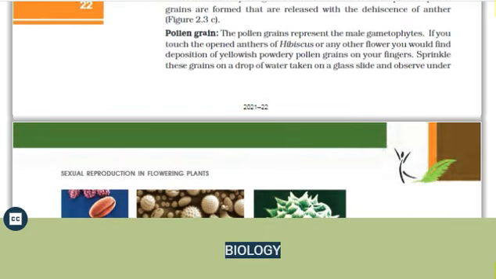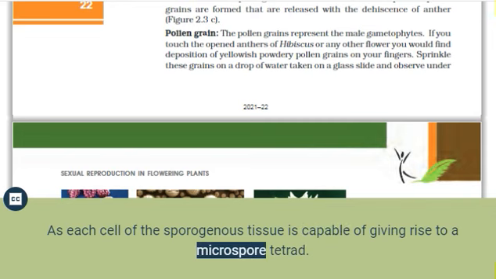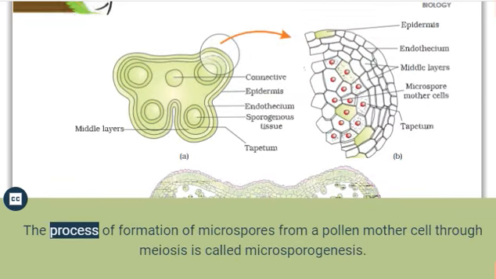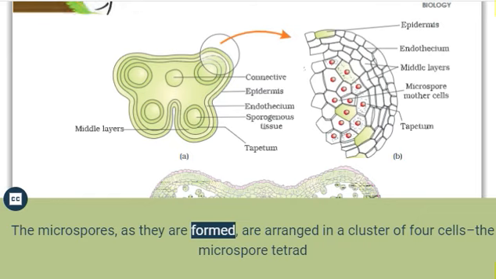Biology. As each cell of the sporogenous tissue is capable of giving rise to a microspore tetrad, each one is a potential pollen or microspore mother cell. The process of formation of microspores from a pollen mother cell through meiosis is called microsporogenesis. The microspores, as they are formed, are arranged in a cluster of 4 cells, the microspore tetrad.